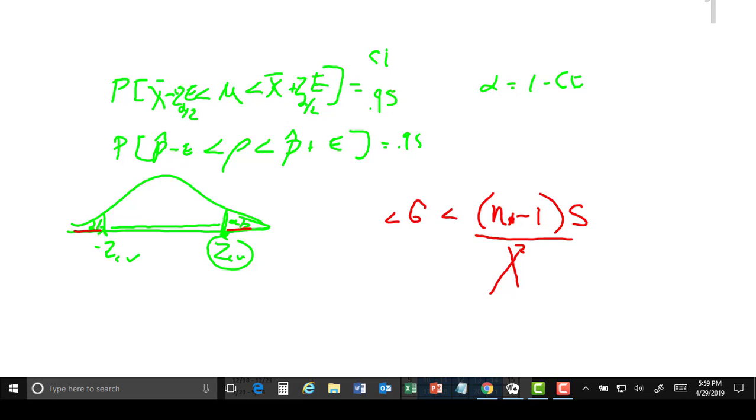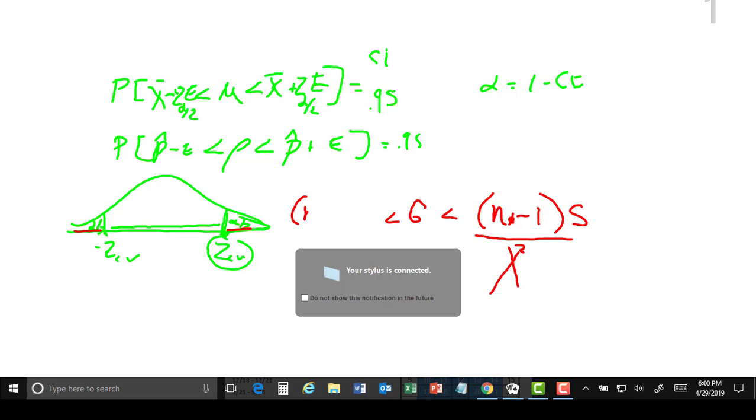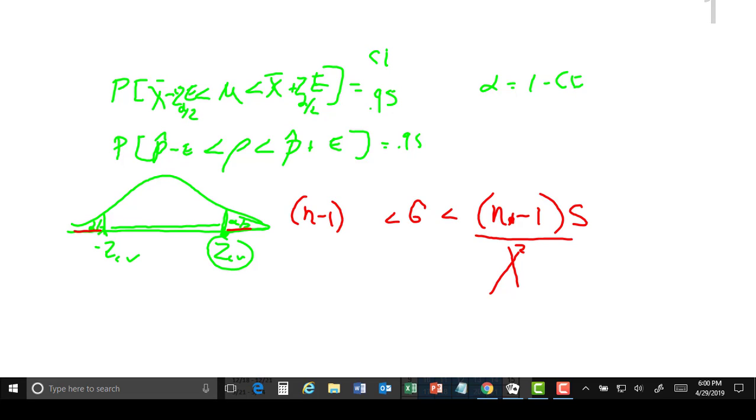And then we use the chi-squared. That's the left side. Okay, and over here we have n minus 1 sigma. And over here we'll have chi-squared. This is the left side, this is the right side. Okay. We'll try some of those so that it makes more sense.